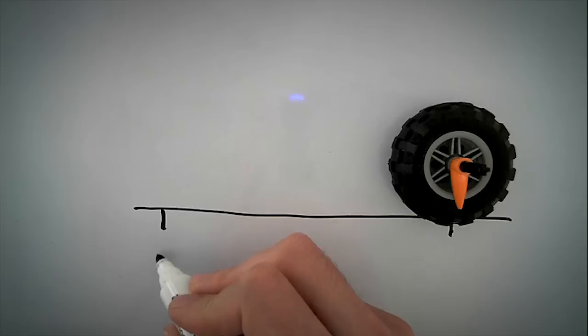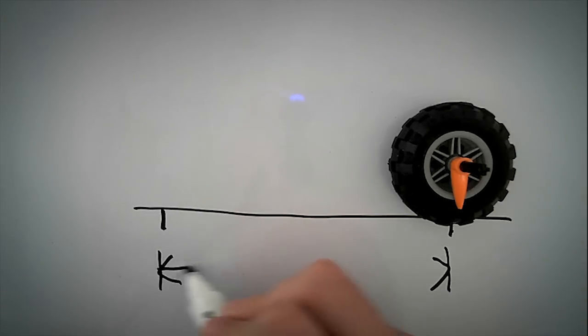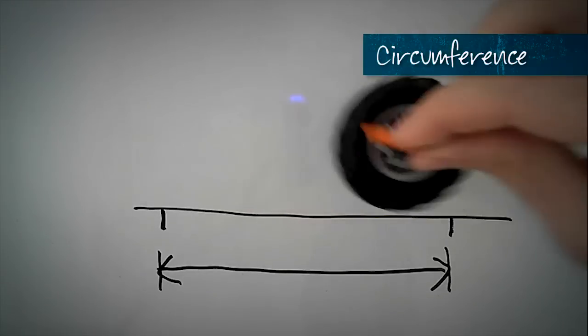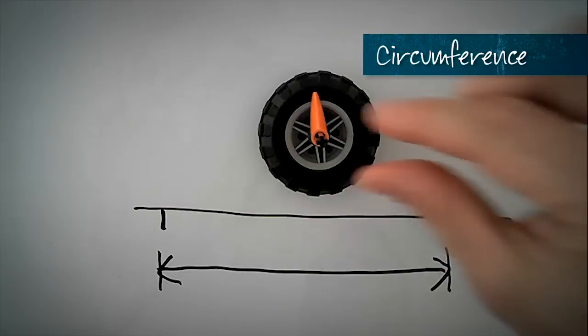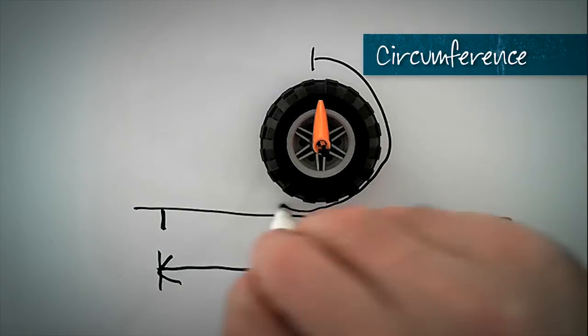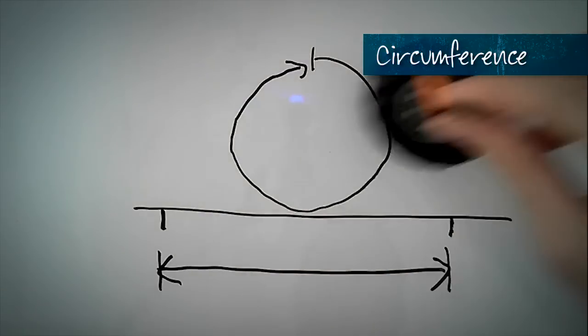This distance from where the marker started to where the marker finished is the distance the robot has travelled if the wheels turn around one complete rotation. This is also known as the circumference, or the distance around a wheel. So how do we calculate the circumference of a wheel?